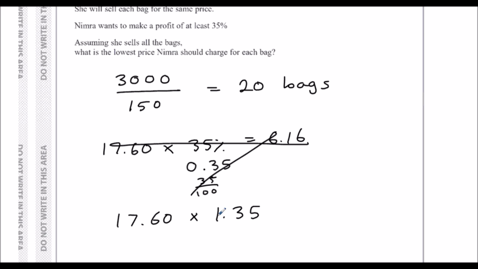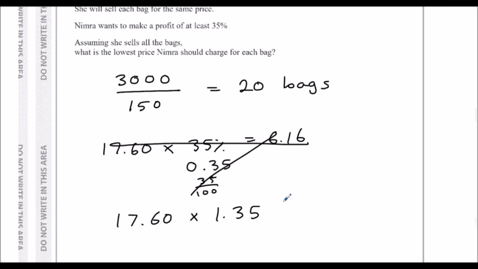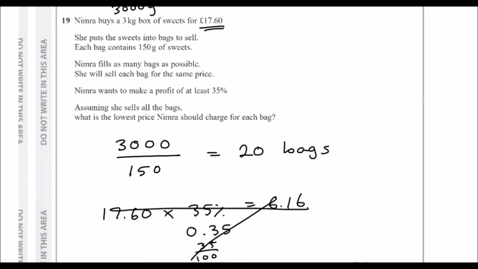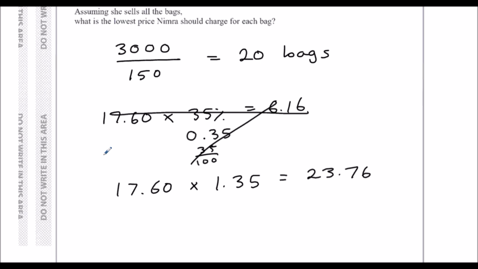So it's 100% plus 35%. So £17.60 times 1.35 is £23.76. So that's exactly the same as adding £6.16 on to £17.60. So I need to sell the bags for £23.76.